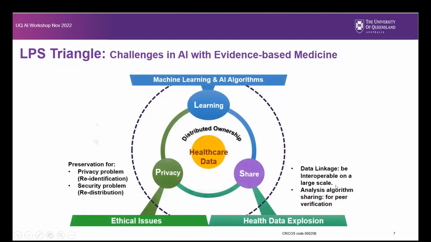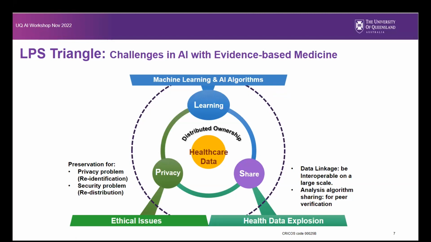So what are the challenges in order to do evidence-based medicine by using AI? There is what we call the equilateral triangle, the LPS triangle. You have big data in the middle. They have a distributed ownership. Different organizations own their own data. And in order to learn the patterns and know the global picture, you need to share multiple data sources. And also you need to respect the privacy.